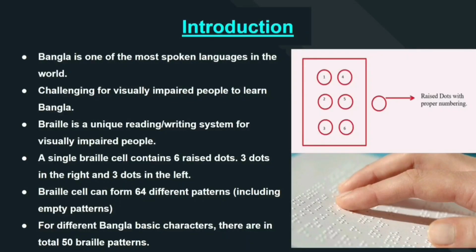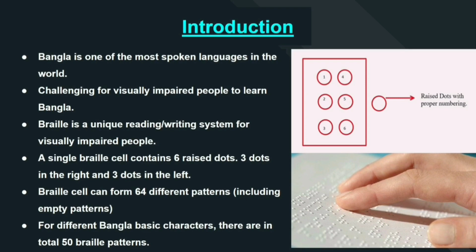To begin, Bangla is one of the most spoken languages in the world. More than 300 million people use Bangla as their first language. It's a very challenging matter for visually impaired people to learn Bangla at an early stage. And here comes the Braille system for visually impaired people to overcome the challenges of learning.